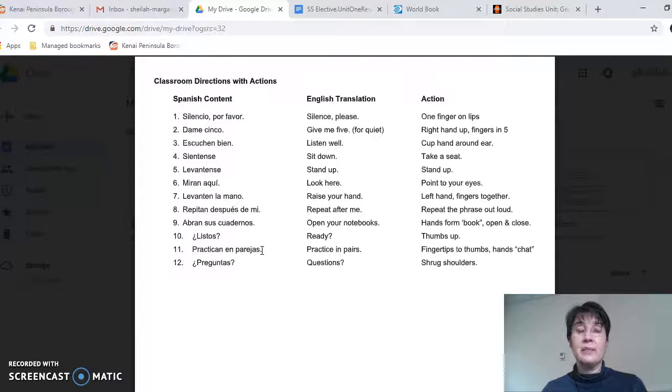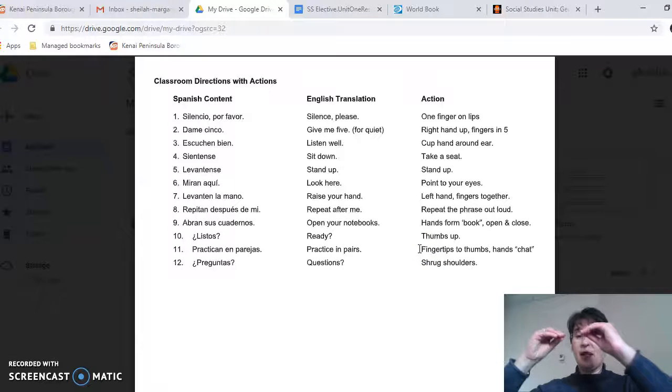Practican en parejas means to practice in pairs. Practice in pairs. And so the action that we have developed over the years is fingertips to thumbs, like two people chatting. Because in this class, when you practican en parejas, you're practicing your Spanish language. So they're just talking to each other.